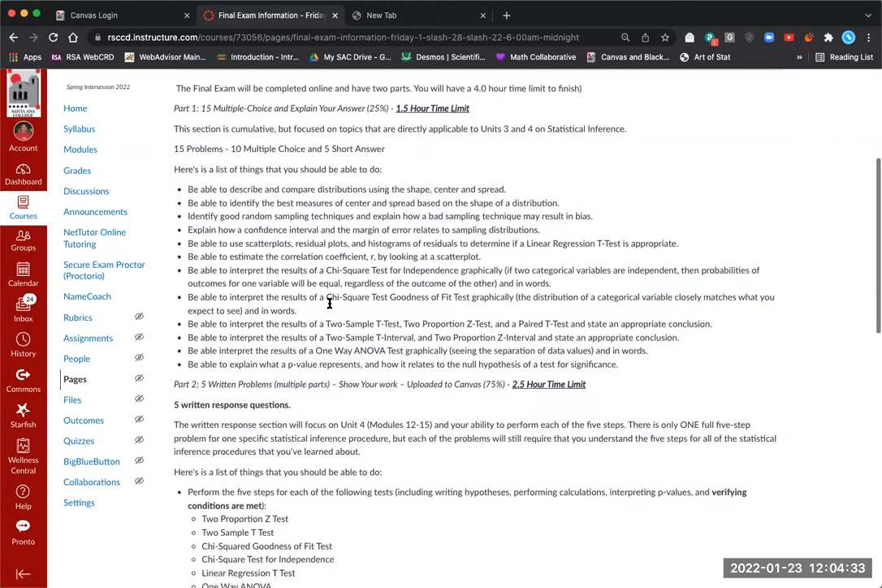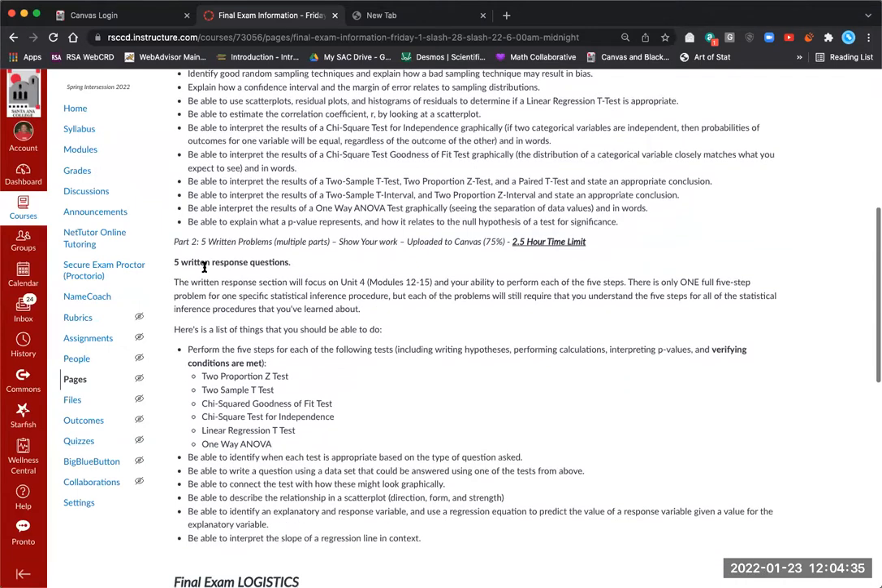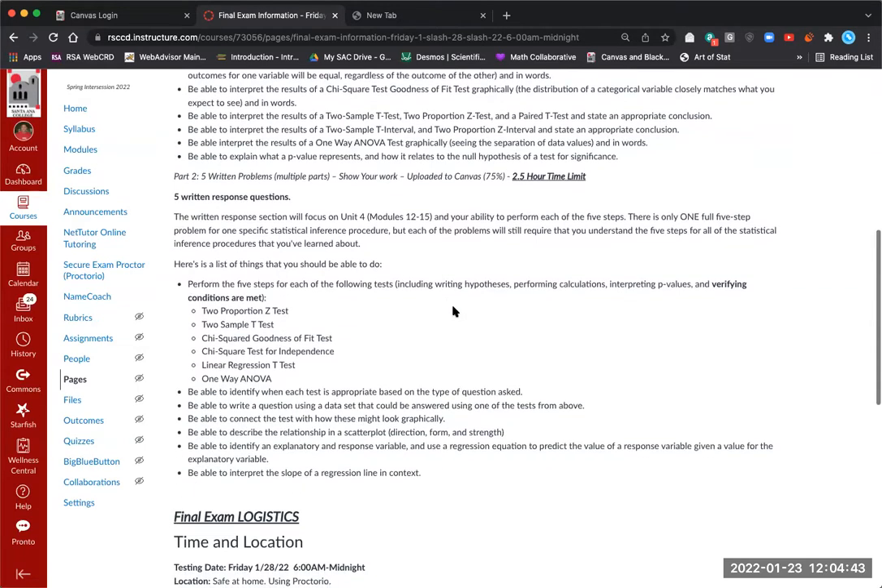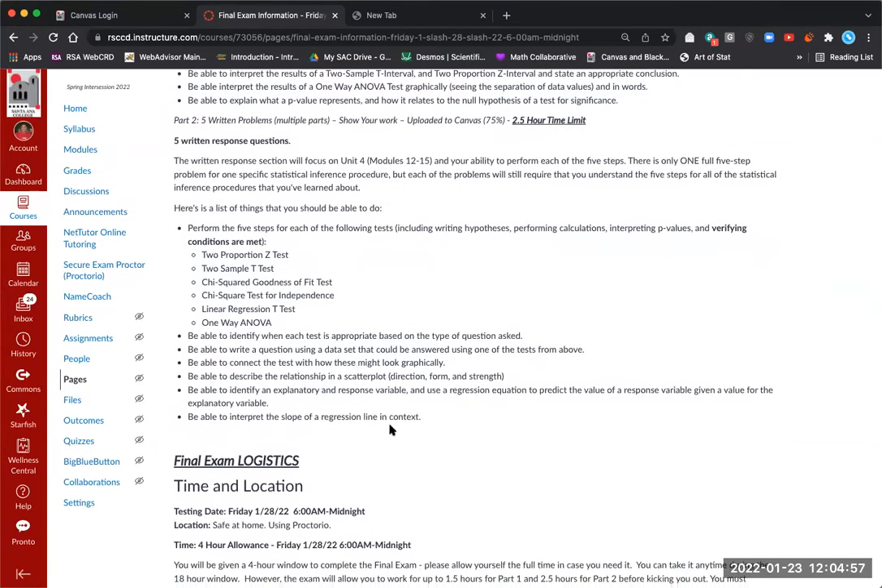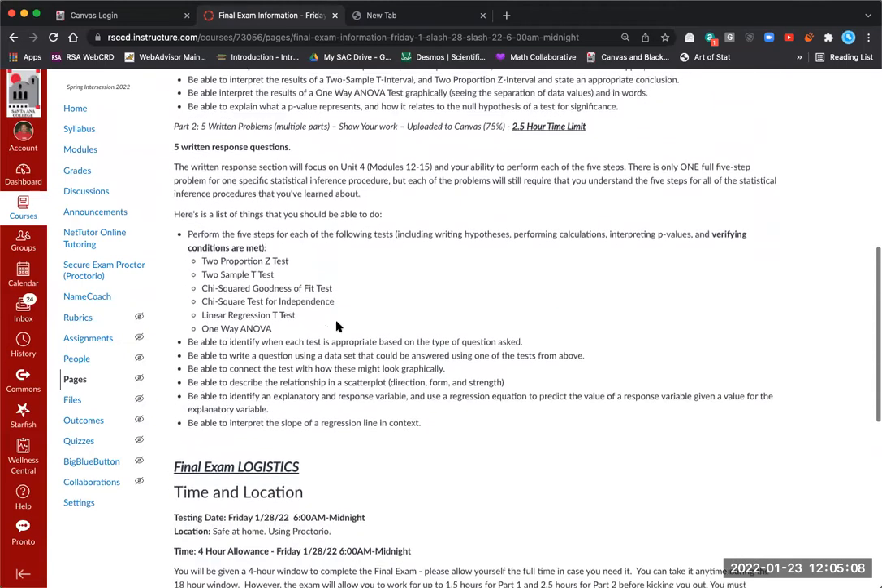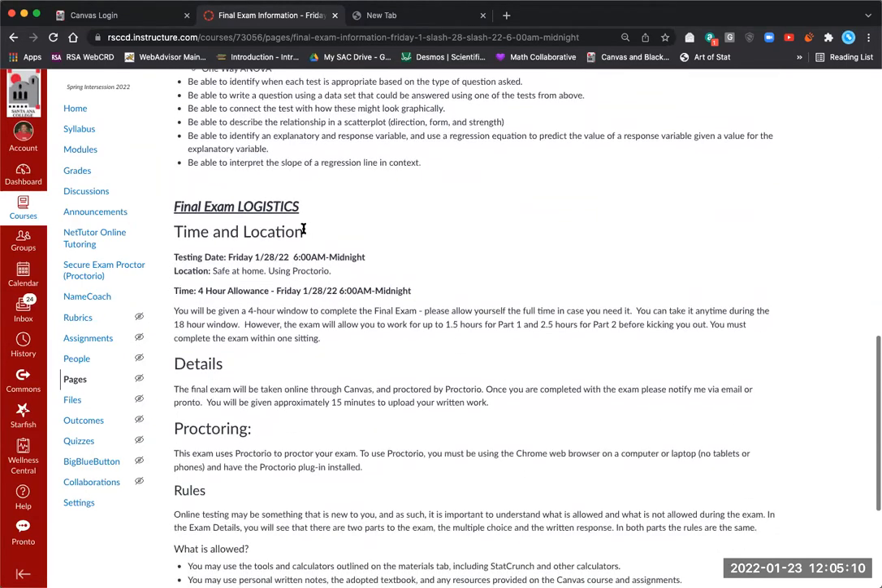After part 1 is done, you have the written problems. There are only 5 problems, and they'll cover these things here, and you'll have to be able to do some variation of these within those 5 questions. This is where you're writing it out, showing your work, and the focus is unit 4. There will be only one full 5-step process, but you still need to understand how to do the process for all of them, because there'll be different types of questions related to that. So again, those are our topics, and you have some sample questions to help you test your understanding. And then you have the logistics.